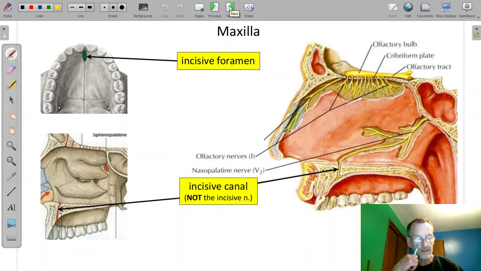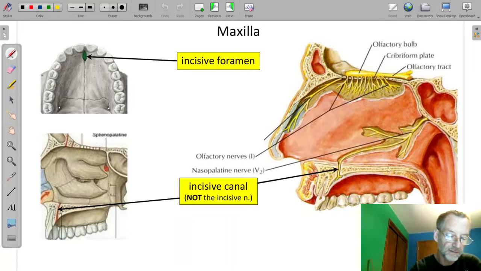Still on the maxilla, a few additional features. We have the incisive foramen. This is the anterior hard palate. So again, here is maxilla, palatine bone. You recognize the suture, the median palatine, the transverse palatine sutures. And anteriorly, there is a foramen. Sometimes it presents as two separate foramina. Most of the time, the two have merged into one foramen.